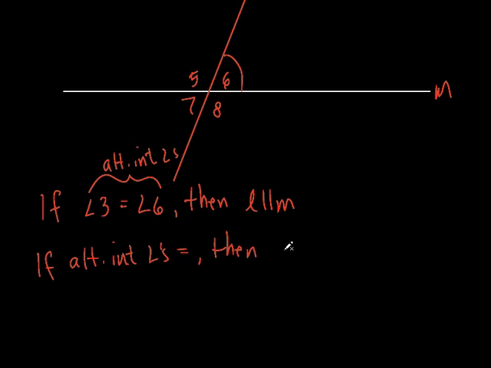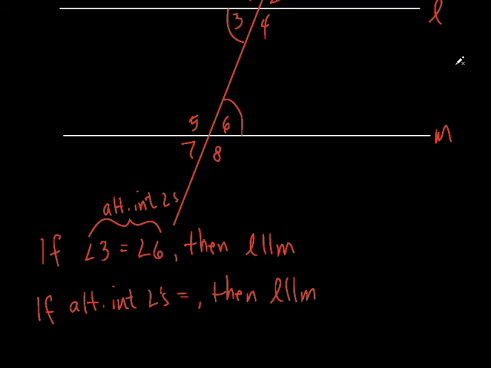Then they're going to be parallel. Exactly right. Do you see the difference between this and what we did before? We just took the if and the then, and we just switched them, didn't we? So instead of saying if the lines are parallel, then the alternate interior angles are equal, we flip-flopped it. We said if the alternate interior angles are equal, then the lines are parallel.